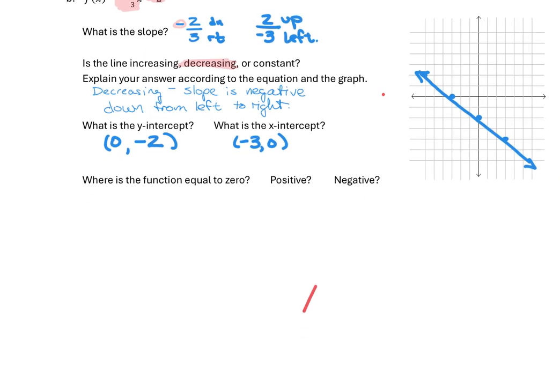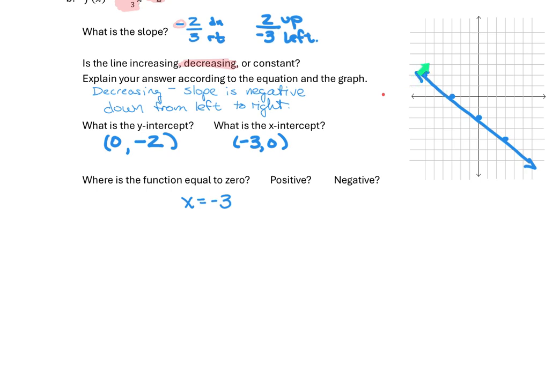All right, so the next thing that we want is to figure out where it is equal to 0, where it is positive, and where it is negative. Okay, so we know where it's equal to 0. This is our x-intercept. And so we are equal to 0 when x is equal to -3. Where are we positive? Where are we above the x-axis? Well, this is to the left of -3. We want to think from left to right. Remember that our interval notation is always left to right.